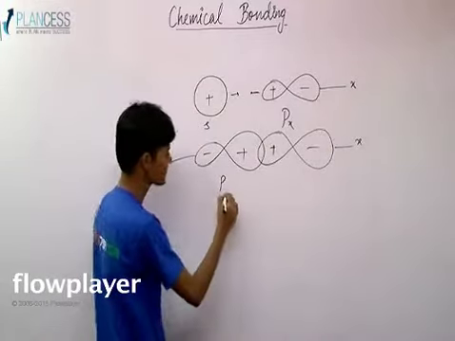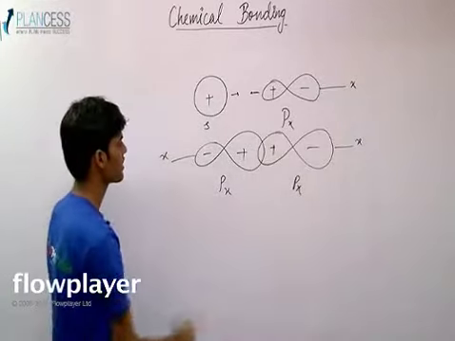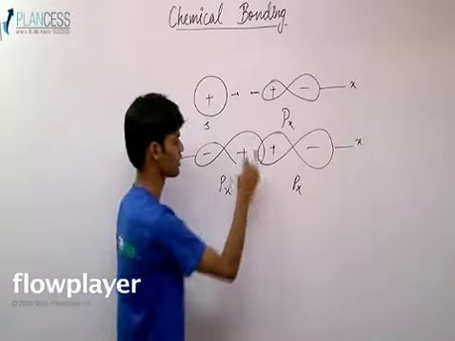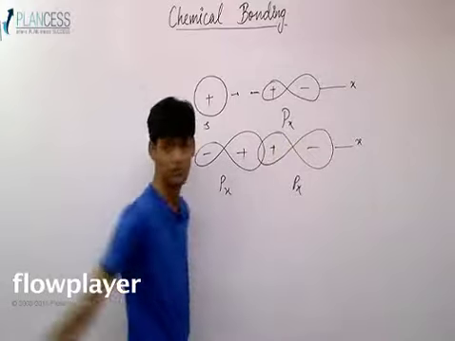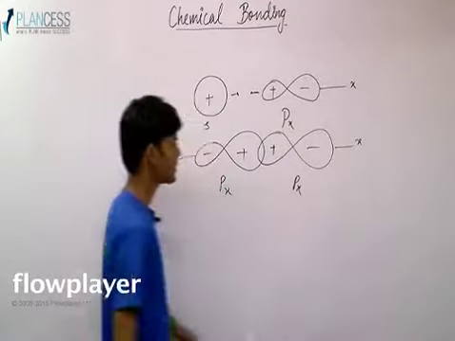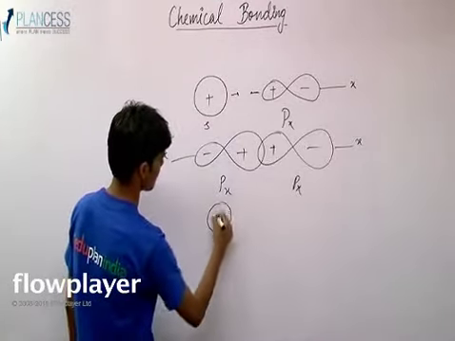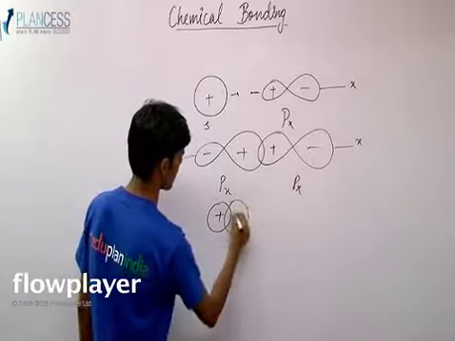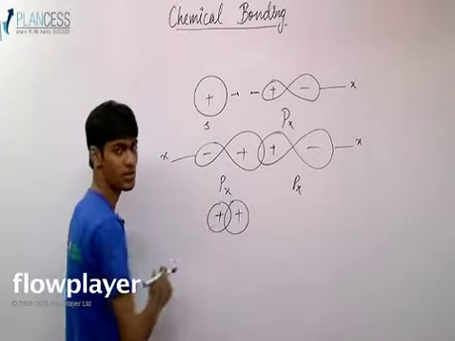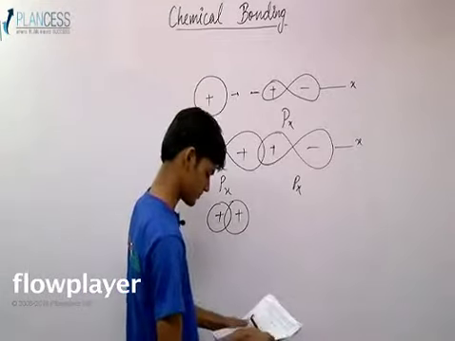So this would be px, and this would be px. This orbital overlapping is also head-on, and this is positive because positive is overlapping with positive. So this overlap is also positive. Another case of positive overlap could be simply if there is a plus of s orbital and another plus of s orbital. So these two orbitals are also overlapping to form a positive overlap.